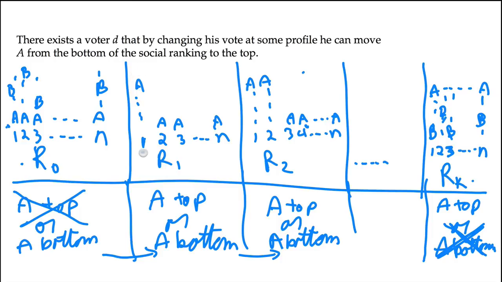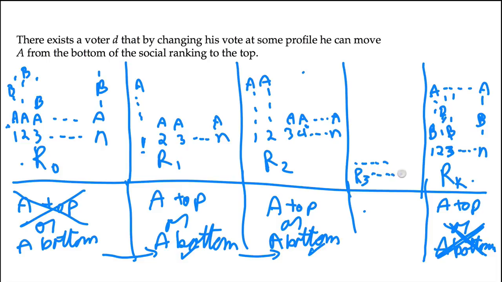then voter 1 is our voter D that we're looking for, because society followed voter 1 here. Under R0, society had A ranked at the bottom. Voter 1 changed his vote, and so society decided that A should be ranked at the top. Suppose it wasn't voter 1, so A was actually ranked at the bottom under R1. So we move on to the next one, and if A is ranked at the top, then voter 2 is going to be our candidate D. And if A is ranked at the bottom, then we move on to profile 3, and we keep going.